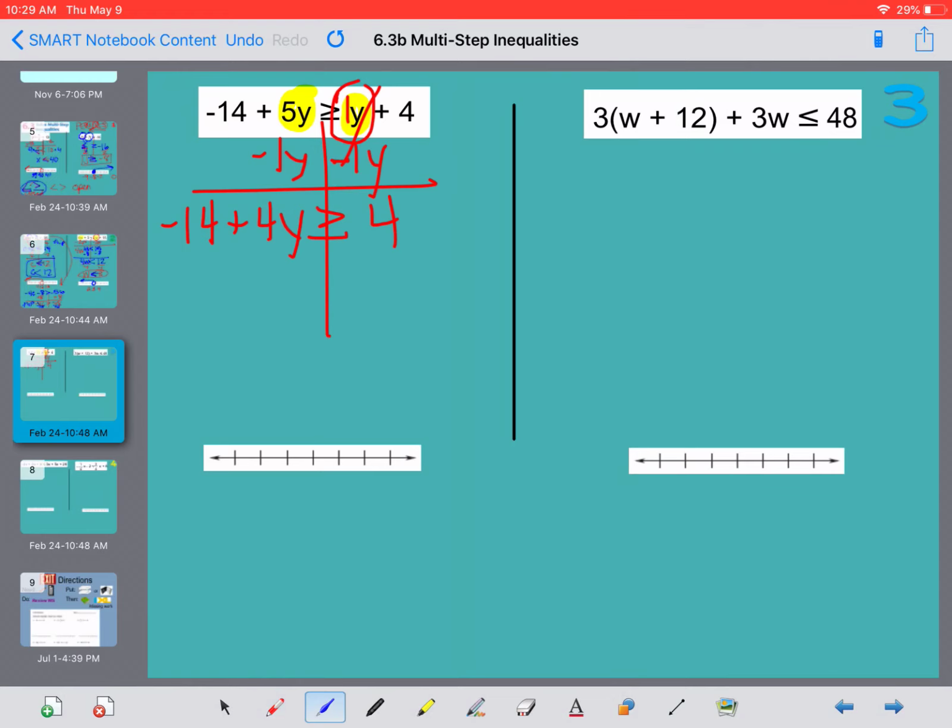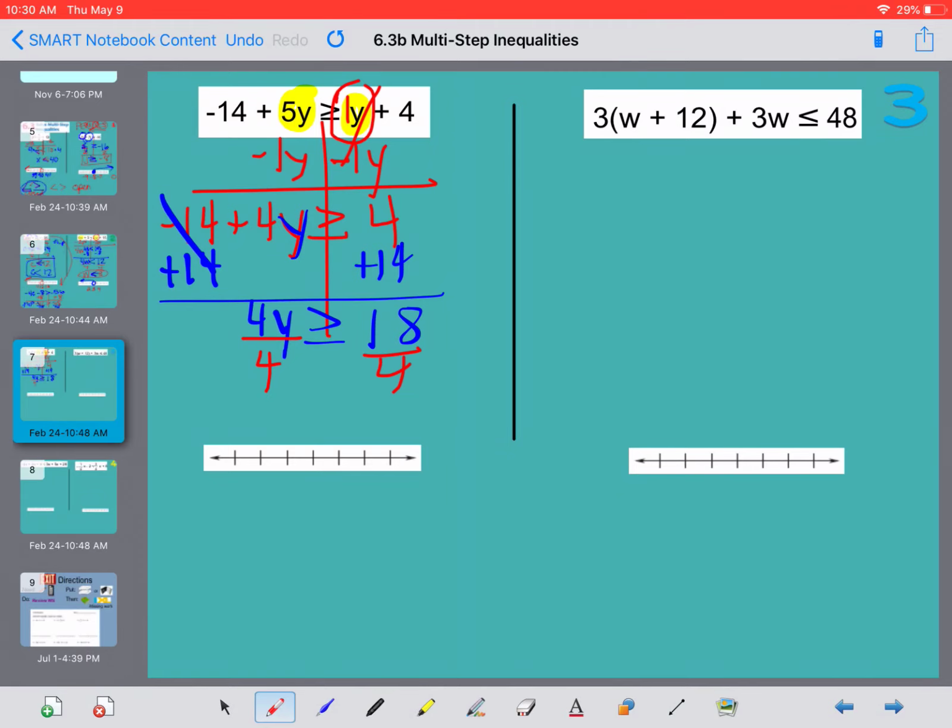And now we need to move our numbers, add 14 to both sides. I want this y by itself, that's why I'm moving the 14. 4y is greater than or equal to 14 and 4 more, which should give us 18. And then divide by 4. We get y is greater than or equal to, this one's not going to be a very nice number, it gives us 4.5.